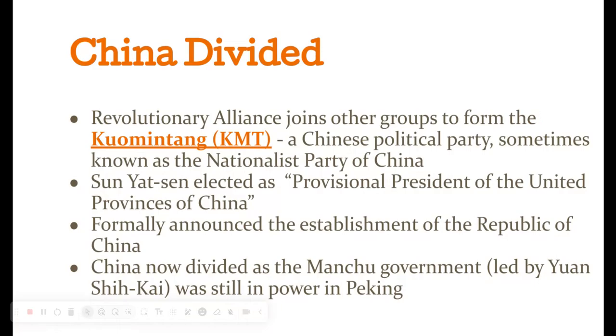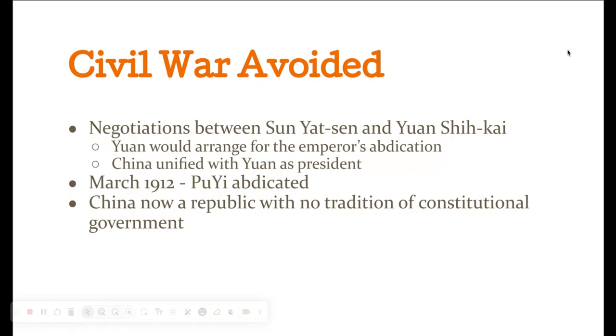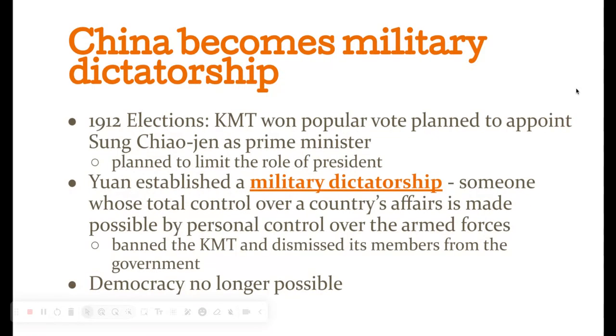China was now divided as the Manchu government, led by Yuan Shikai, was still in power in Peking. The civil war was avoided by negotiations between Sun Yat-sen and Yuan Shikai, and Yuan would arrange for the emperor's abdication. China was unified with Yuan as president. In March 1912, Puyi abdicated through Yuan Shikai, and China was now a republic with no tradition of constitutional government. In the 1912 elections the KMT won the popular vote and planned to appoint Song Jiaoren as prime minister.